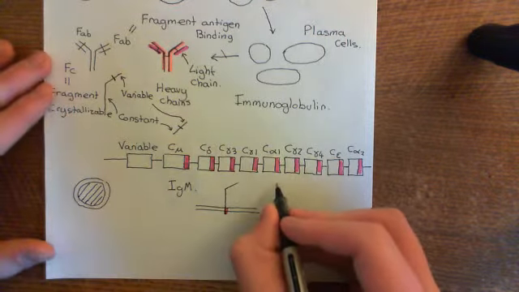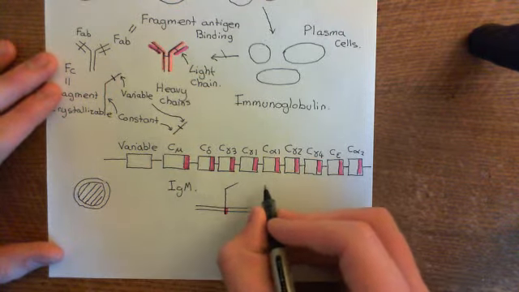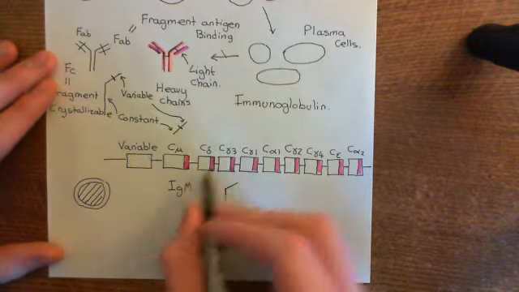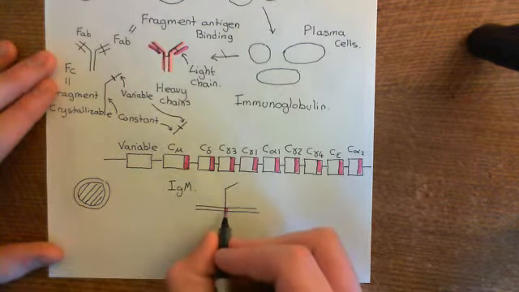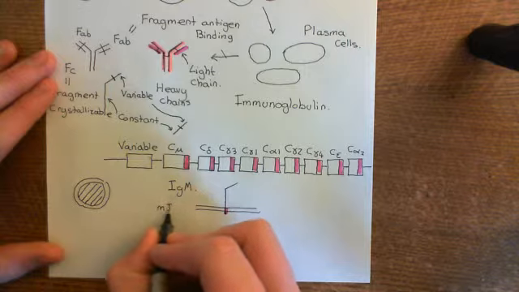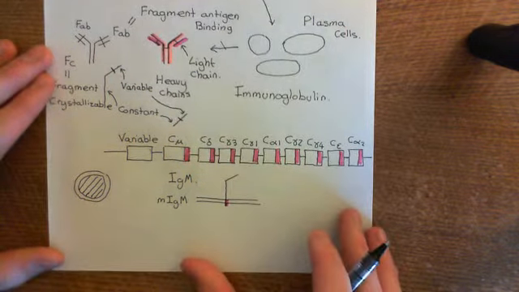So, if you don't use the portion which lodges you in the membrane, you get the soluble form of the immunoglobulin, and by the way, Ig stands for immunoglobulin. Okay, and if you do leave that bit in, use that bit, then you get what's known as the membrane-bound immunoglobulin. So you'll get membrane-bound IgM.